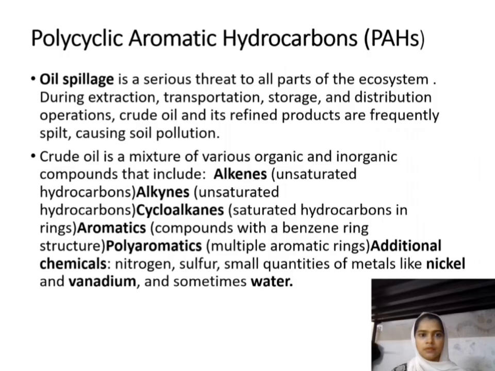The second toxic waste that we are dealing with is polycyclic aromatic hydrocarbons. Oil spillage is a serious threat to all parts of the ecosystem during extraction, transportation, storage, and distribution operations. Crude oil and its refined products are frequently spilled, causing oil pollution. Crude oil is a mixture of various organic and inorganic compounds that include alkanes, cycloalkanes, aromatics, polyaromatics, and additional chemicals like nitrogen, sulfur, small quantities of metals like nickel, vanadium, and sometimes water.